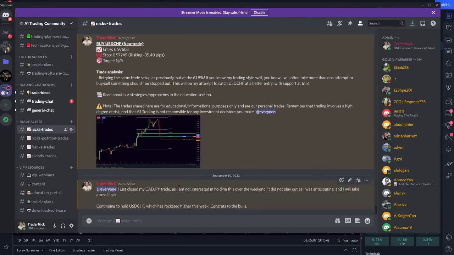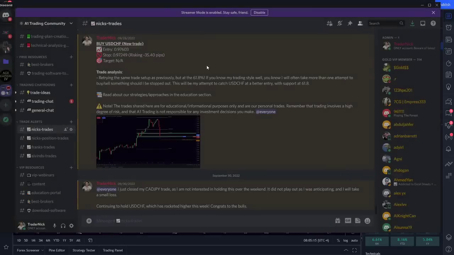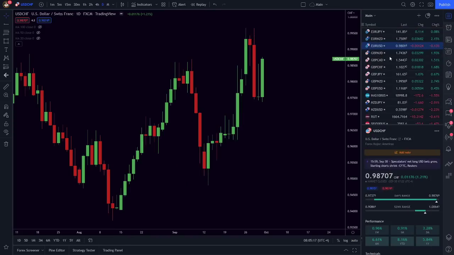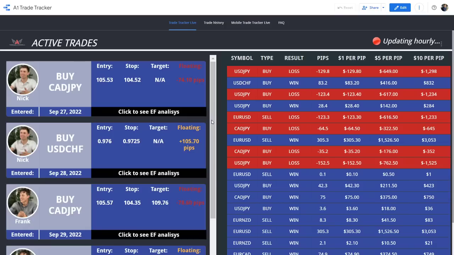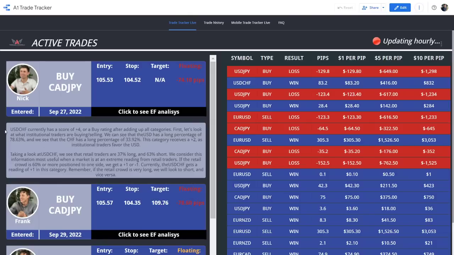I closed out a CAD yen for a small loss on Friday. Actually, I'm glad I did that because it actually went further down. Closed out of that, still in my dollar Swiss franc trade, and this also can be seen again. Now we've got the trade tracker. You can see which trades I'm in currently. So I'm floating 105 pips. There's your Edge Finder bias.